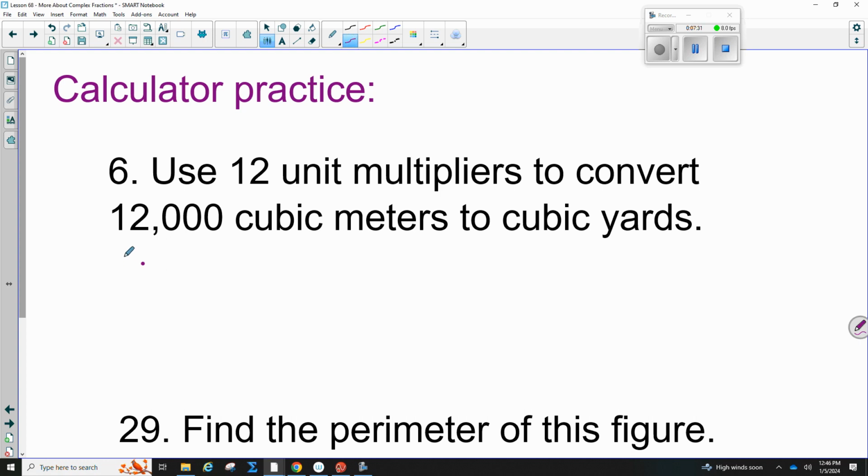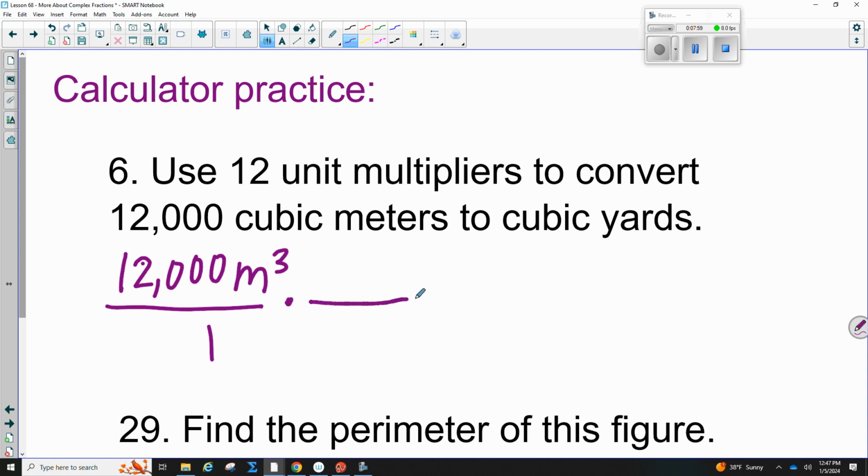So we have 12,000 cubic meters. We start with that, and we have to go to yards. Where does the English system move over to our system? Yeah, centimeters to inches. So we have to get to centimeters first. How many centimeters in a meter? Meters has to go on the bottom. One big meter includes 100 little centimeters, and this whole thing has to be cubed.